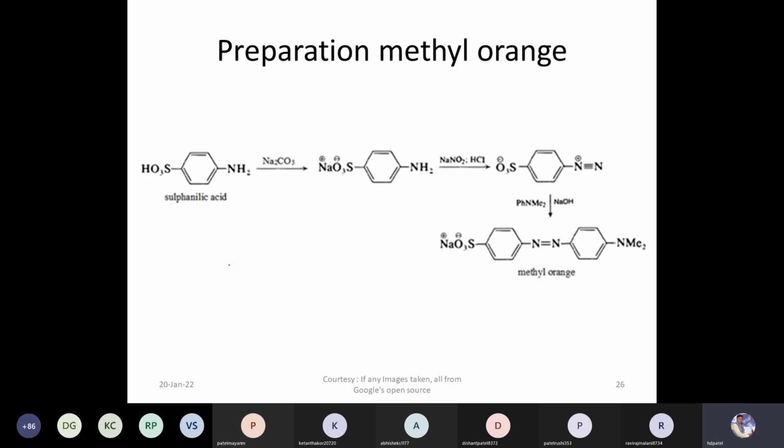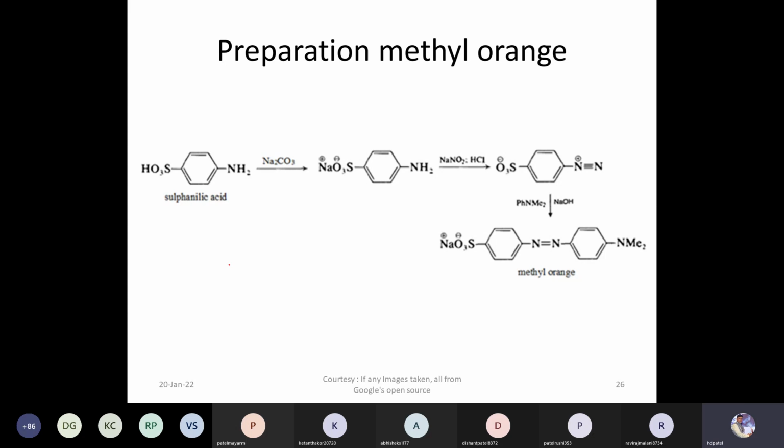This means the compound will be soluble in both types of reagent. If we add acid, the basic group will interact. If we add base, the acidic group will interact, and it is soluble in both acid and base. That's why it is known as an amphoteric nature containing compound.